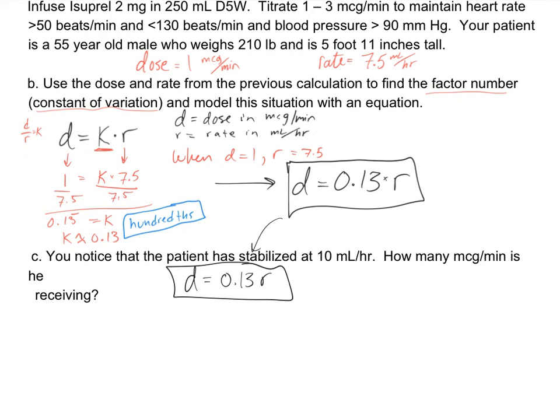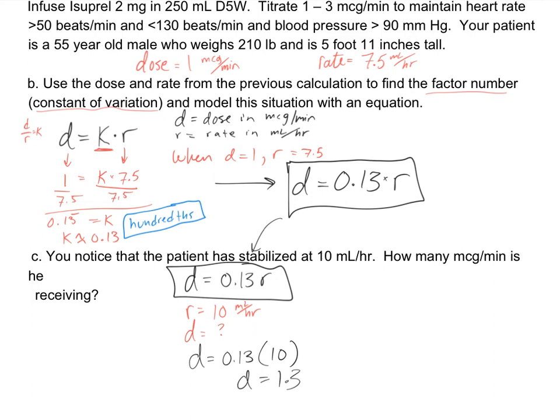What are we given in this problem? We're given that the rate is, excuse me, the rate is 10 milliliters per hour, not 10.3. The rate is 10 milliliters per hour. What we're looking to find is the dose. So let's plug 10 in for R. So the dose will be equal to 0.13 times the rate, which is 10. And if we multiply those, we get the dose is equal to 1.3.